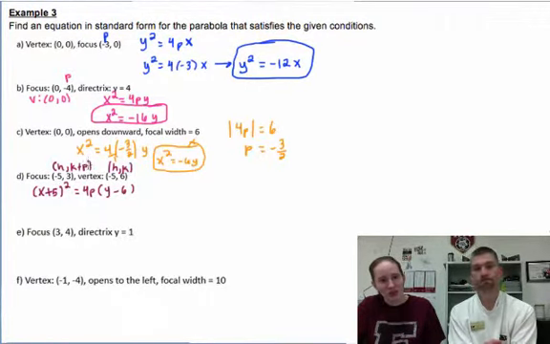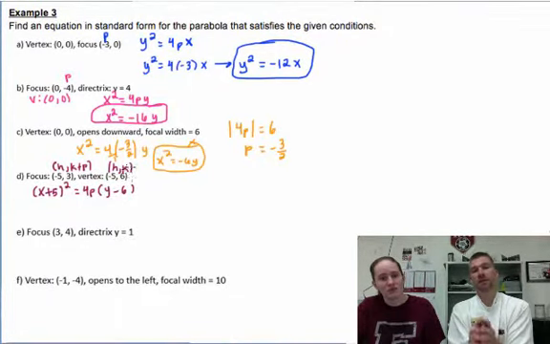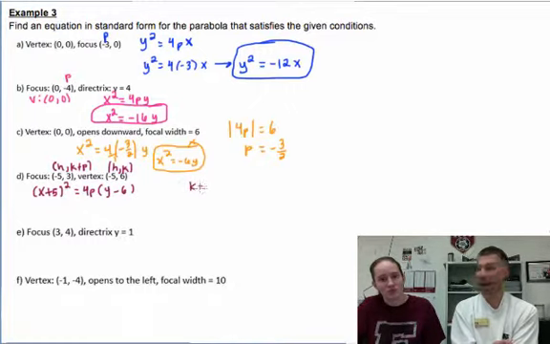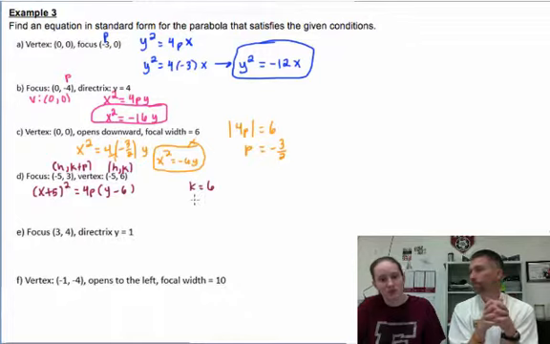And then y minus 6, super secret opposites. Right. So now we just have to figure out what p is. Well, if the vertex starts at 6 and the focus goes to 3, how far did we move from 6 to 3? We moved 3 units.